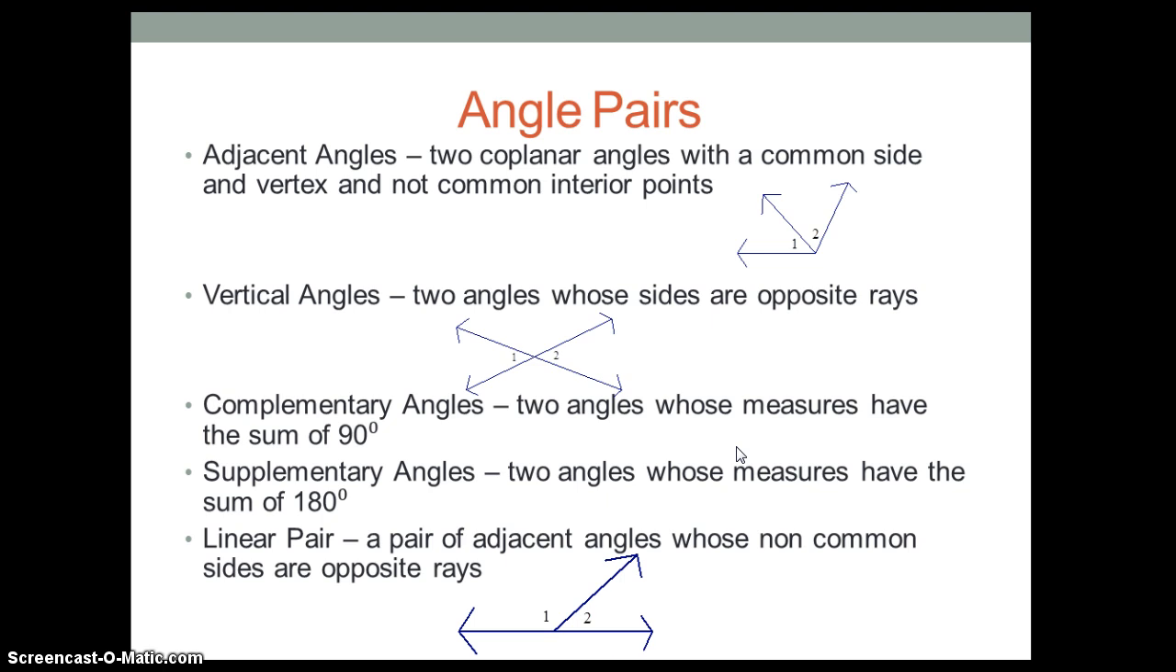Supplementary angles are two angles whose measures have the sum of 180 degrees or form a straight line, but they don't have to be adjacent angles. They can be. And a linear pair is a pair of adjacent angles whose non-common sides are opposite rays. So angle 1 and angle 2 are a good example of a linear pair. Linear pairs have to have adjacent angles. Again, make sure you have these definitions recorded.